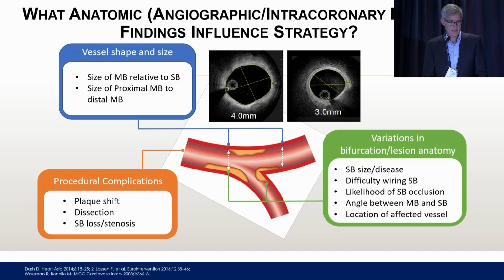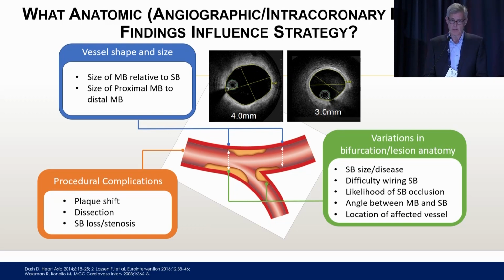And so if you think about the anatomic features that influence bifurcation strategy, it's the vessel size and diameter, how much myocardium subtends, variations in how big is the side branch, how much disease, will it be hard to rescue it, what's the chances it's going to go down, and then things that can happen during the case, such as plaque shift, dissection, and side branch loss. These are all the things you're integrating in terms of whether you're going to go with a provisional strategy or a potential two-stent technique.